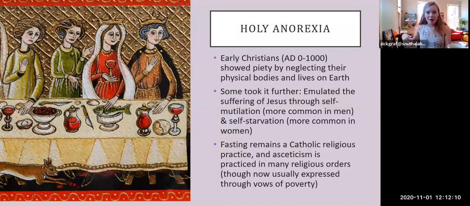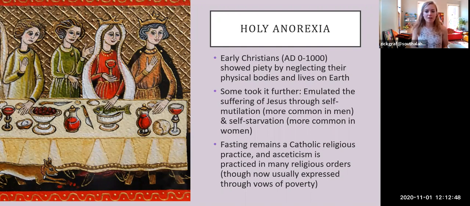Okay, so going way back to the Middle Ages, early Christians showed their piety by showing that they were really neglecting their physical bodies and their lives on earth in favor of focusing on their spiritual lives and their lives in heaven. So some people took this neglect of their physical bodies further. In order to emulate the suffering of Jesus, men would engage in self-mutilation, like whipping themselves, and women would engage in self-starvation. Both of these were acts intended to show that the person doing it didn't care about their physical body. They weren't attached to their body. They weren't attached to the earth, and they wanted to suffer like Jesus suffered to show their faith.